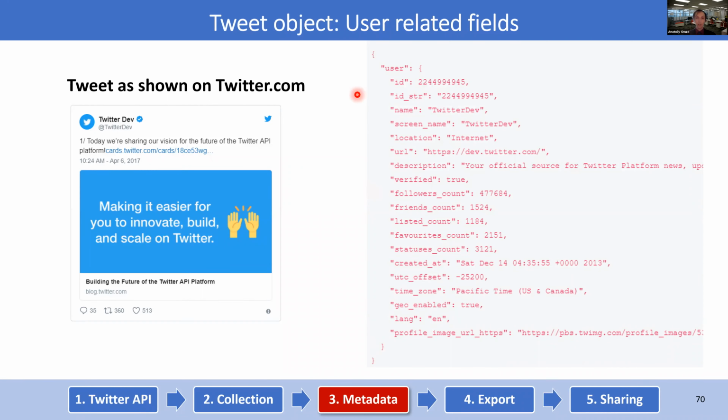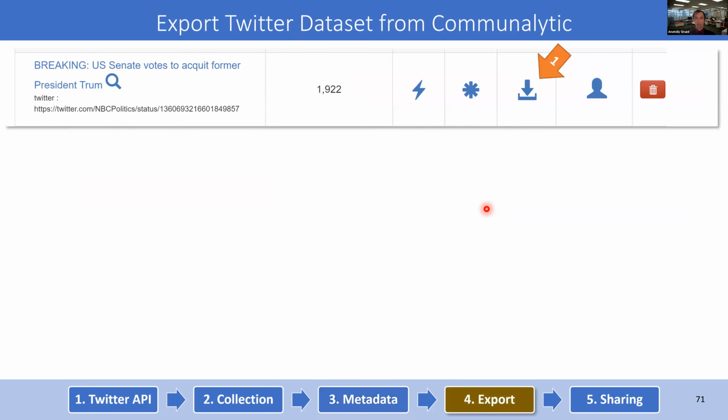But this is just to show you that there's also a whole set of variables associated with the user who posted this tweet. They include the identifier for that user, the screen name, the self-declared location, the URL if they provided any on their profile, how many people they follow or are followed by, and so on.